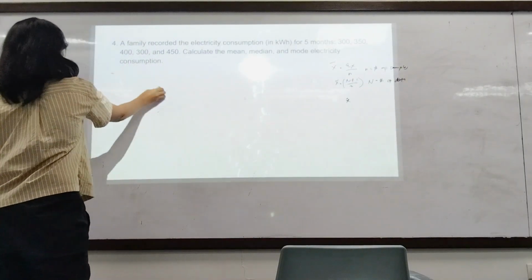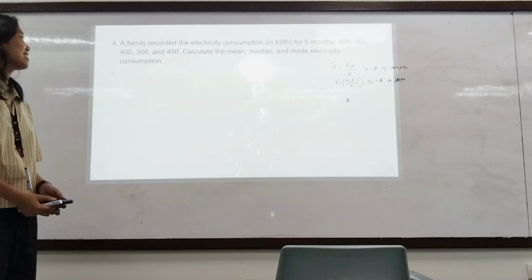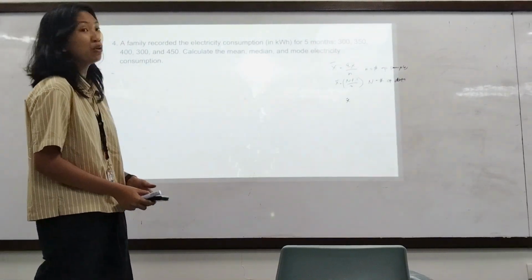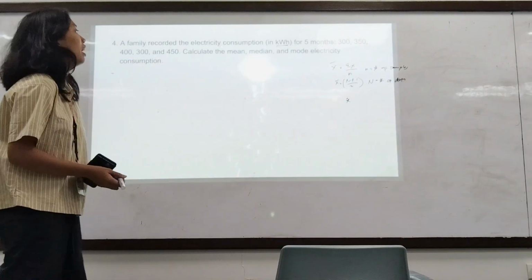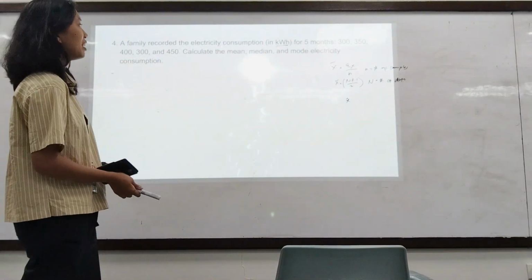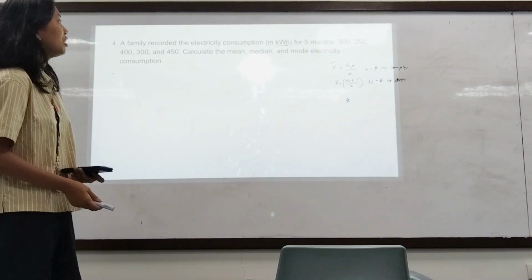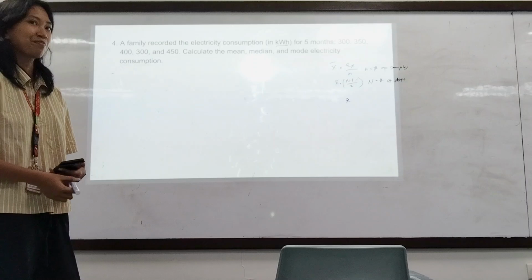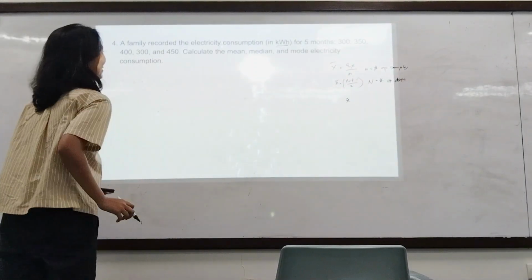Alright, so example number 4. A family recorded the electricity consumption in kilowatts. So there's a given unit, we're gonna follow that. For 5 months: 300, 350, 400, 300, and 450. Calculate the mean, the median, and the mode electricity consumption. I'm sure you already know how to do it, but let's do it again.